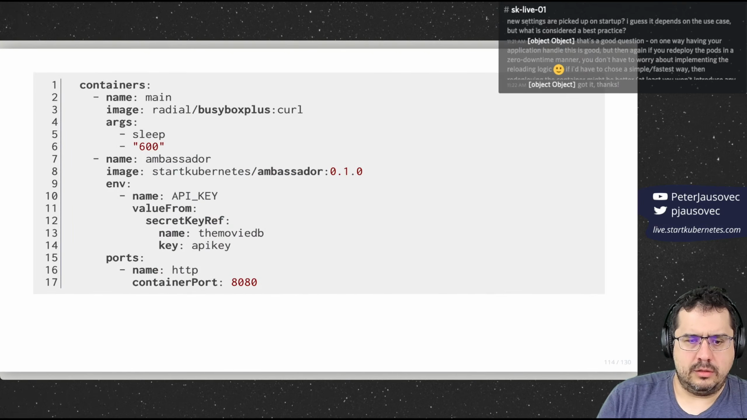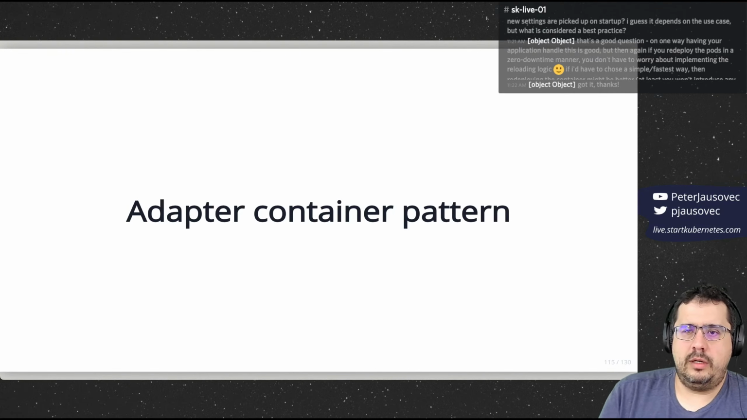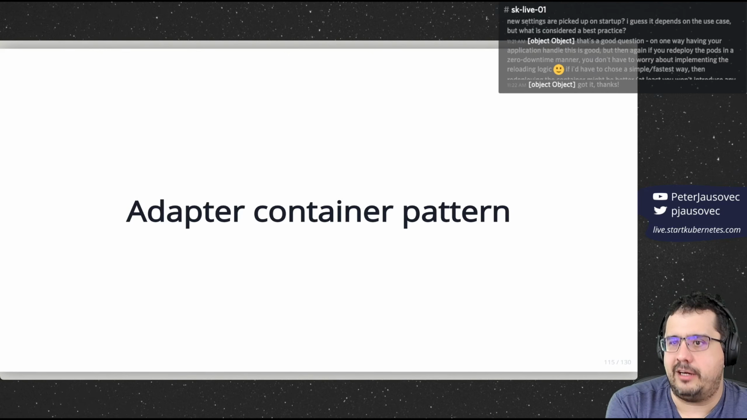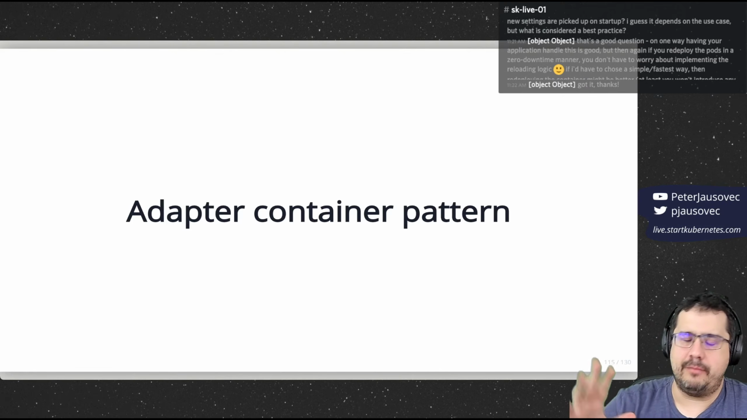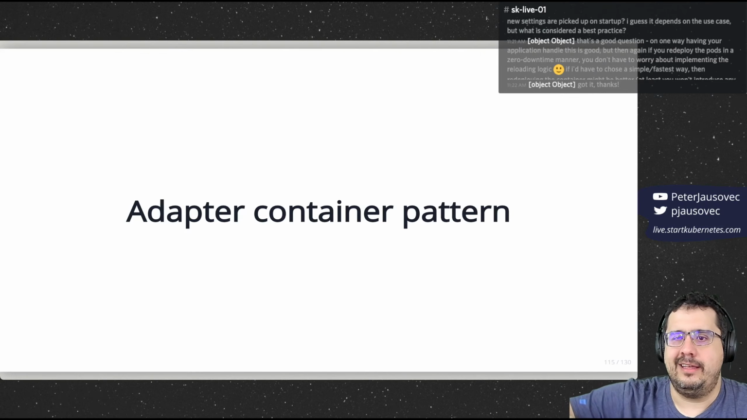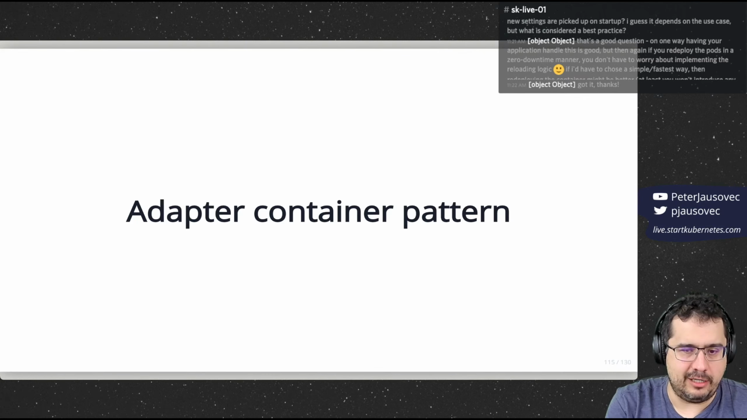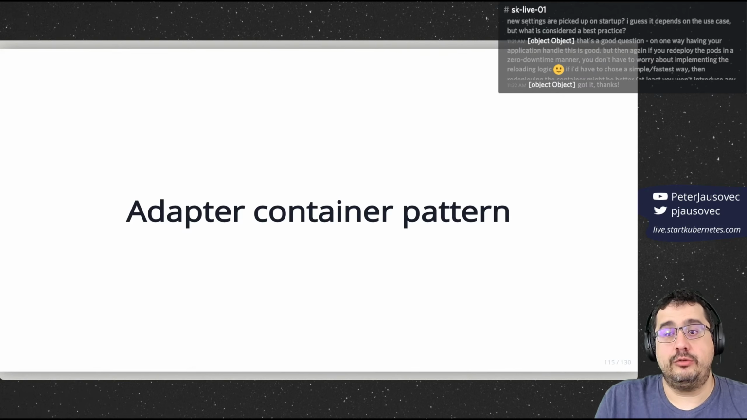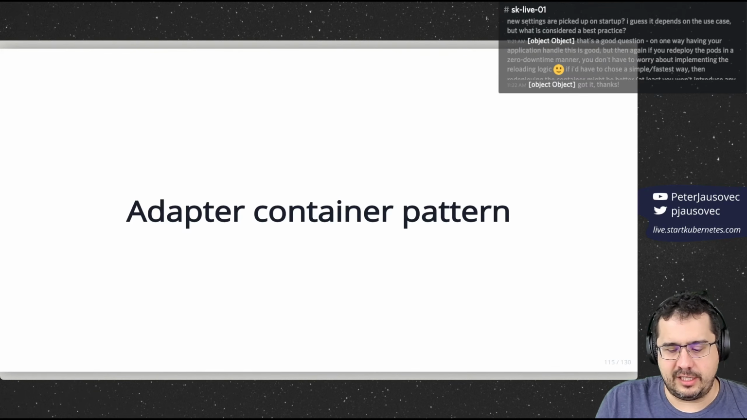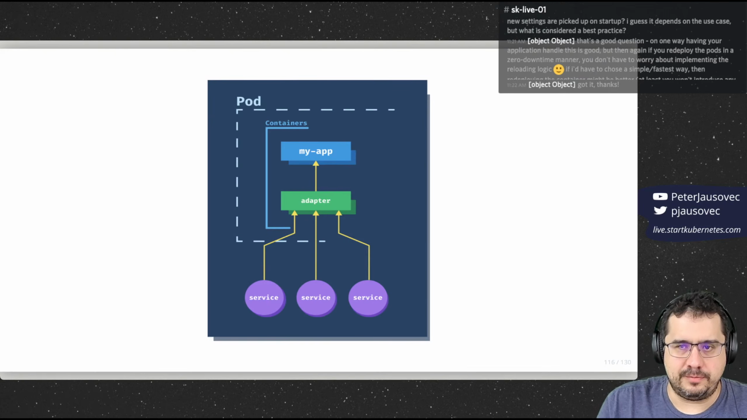So for the ambassador container pattern, we said that it hides the outside services' complexity, right? So think about the complexity of the movie database API. We hide that and we provide a unified, simple interface to our main container, which is just the /movies endpoint, right? Now the adapter container does the opposite, right? It provides a unified interface to the external services, so to the services that are calling into your application.